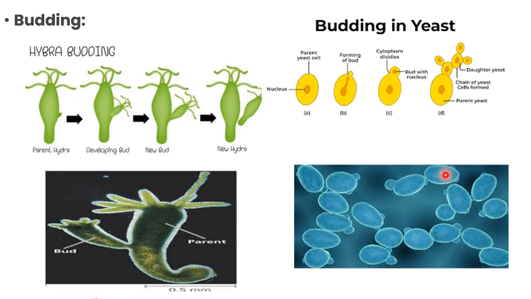Even some sponges reproduce asexually by budding. These are some examples of budding. So now let us move on to the next slide.